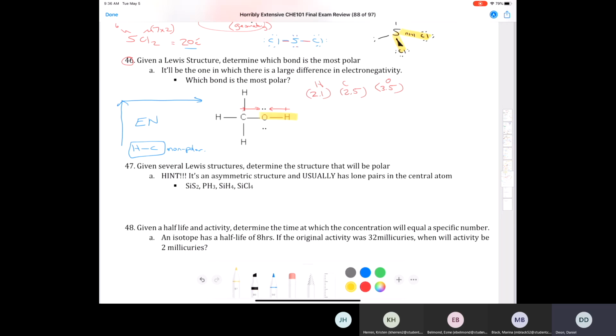And again, the rationale is that delta EN for the hydrogen-oxygen bond is going to be equal to 3.5 minus 2.1, which gives me 1.4, whereas delta EN for the hydrogen-carbon bond is 2.5 minus 2.1, which is 0.4. So again, this is going to be the most polar bond. What you should know here is that oxygen is the second most electronegative element, and that carbon is more electronegative than a hydrogen atom.